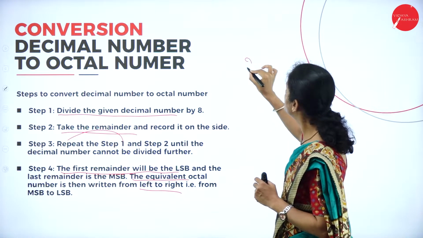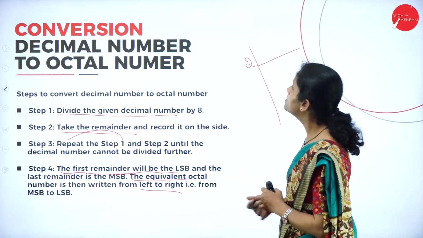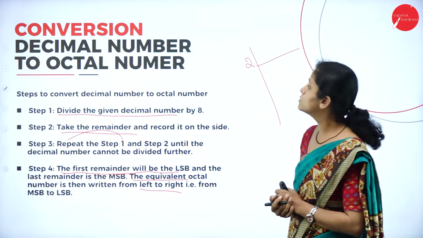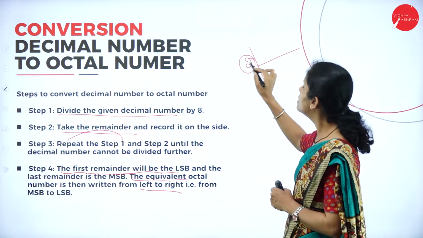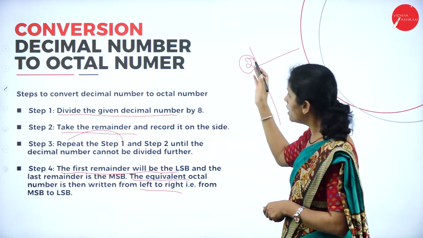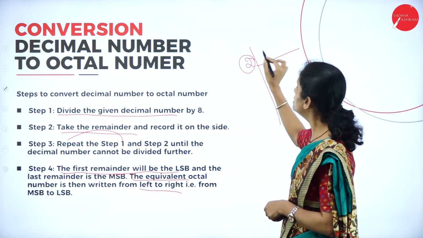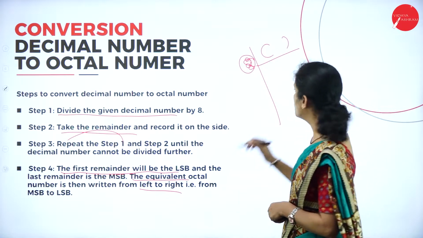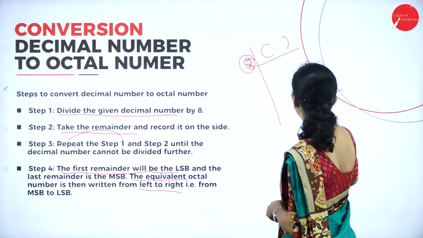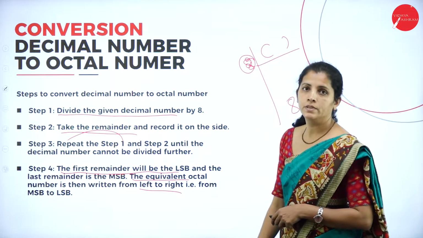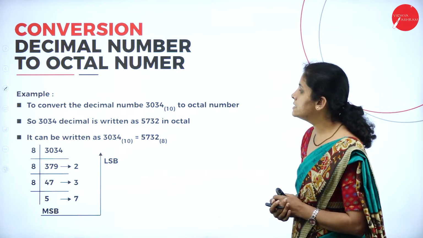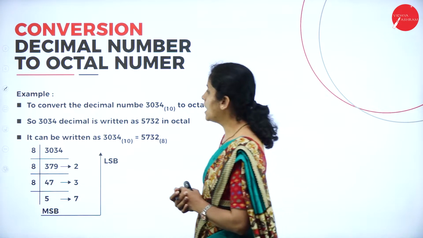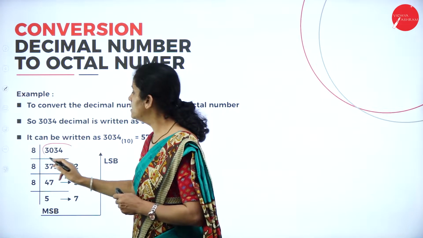And this method is the same as which one? That is decimal to binary. There I divide the number by 2. Instead of that, I'm going to divide the decimal number by 8. Now, let's consider an example here.